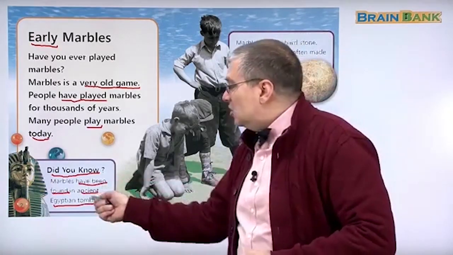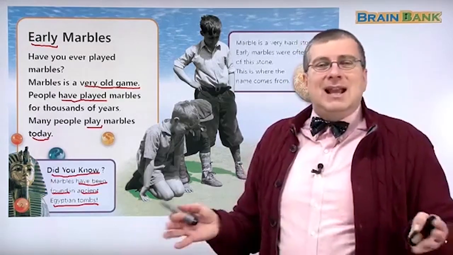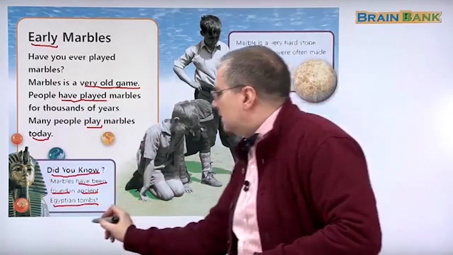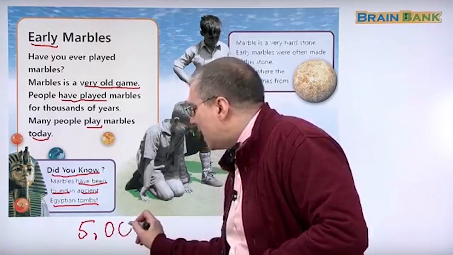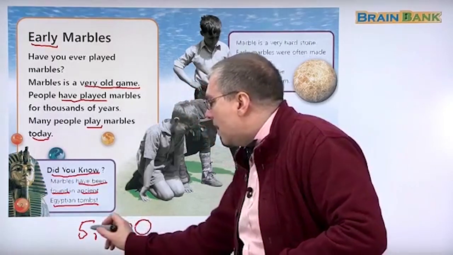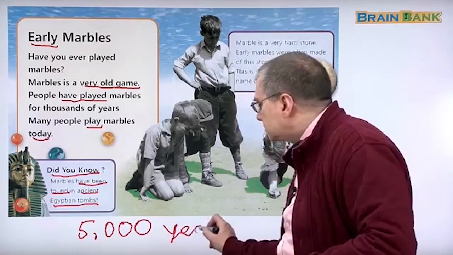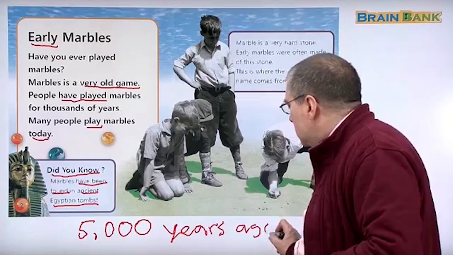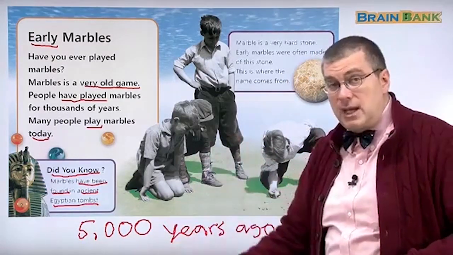Now, ancient Egyptian, how long ago is that? That's going back 5,000 years. That's going back a long, long time. One more zero. 5,000 years ago. Can you imagine that? That's really, really long time ago.